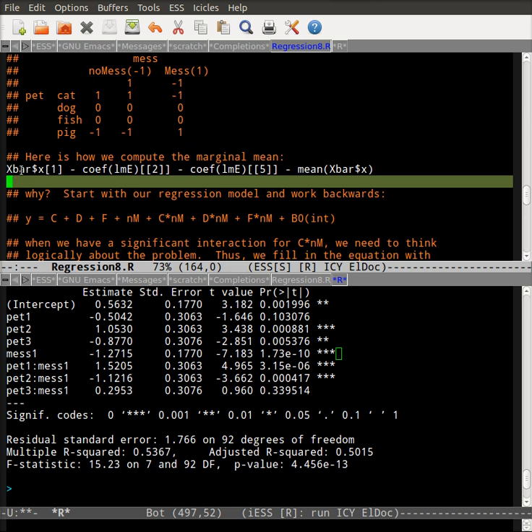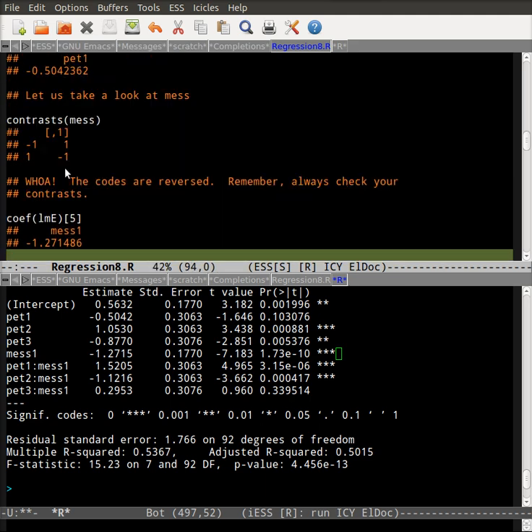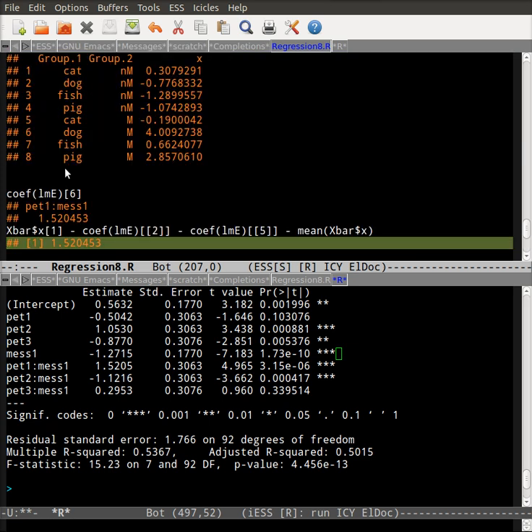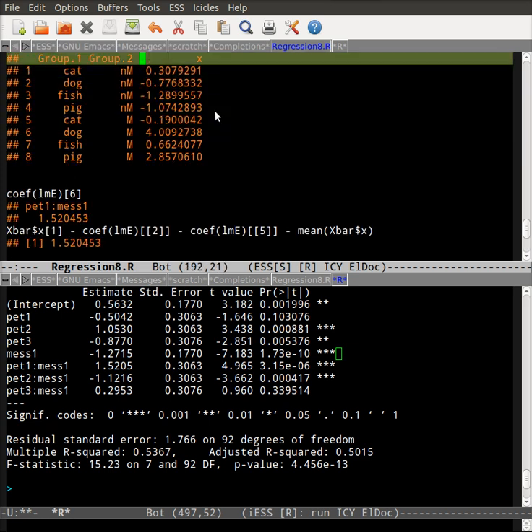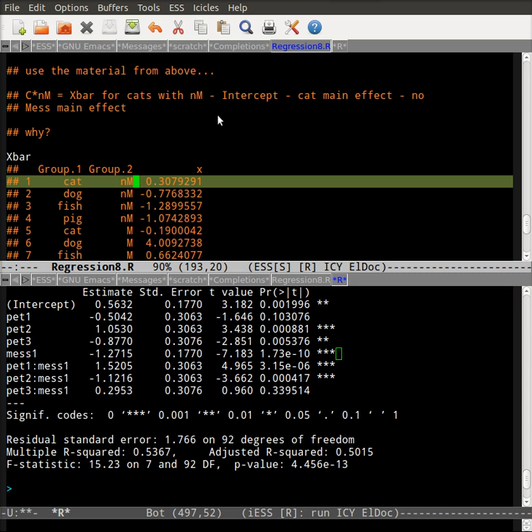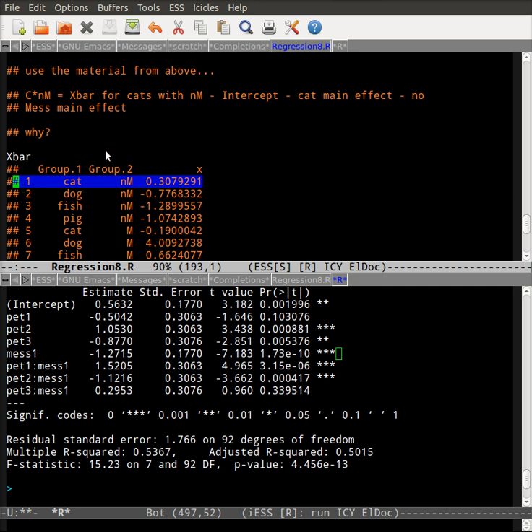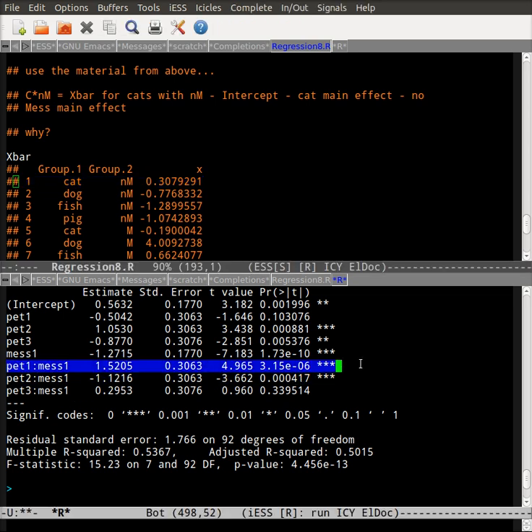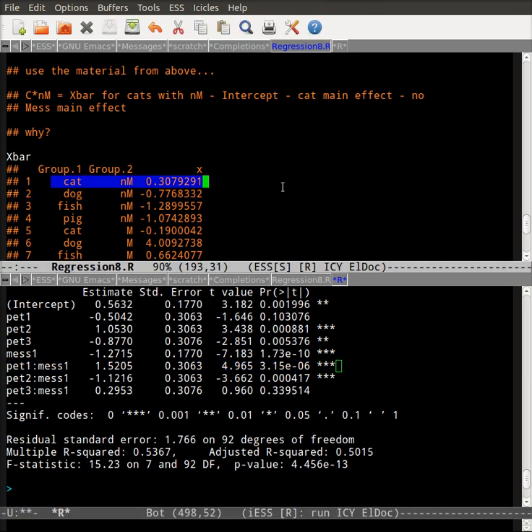Now, how do we compute the marginal mean? Well, it's pretty simple. You take the one mean for the cell that you care about. Okay, what is the cell that we care about? I'm going to go back to, whoops, where is this? Okay, I'm going to take a look at, and you can see I've relabeled this, I want the cat no mess. Now, why do I want cat no mess? Because remember that the interaction focuses on cats with no mess. That's this effect right here. This 1.52 is cats because pet 1 represents cats and mess 1 represents no mess. So I want cats with no mess.